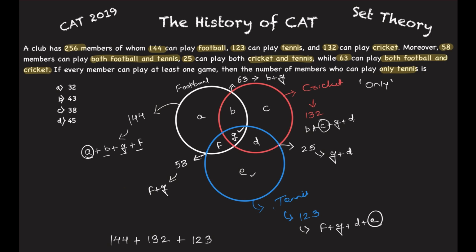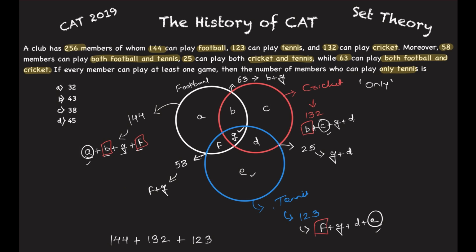So I took only A. This A was distinct here, C is distinct here, and E is distinct here, which is not repeated anywhere. So I had taken A, C, and E. What about B? I had taken B twice. I had taken B here and I had taken B here as well. Similarly, what about F? I had taken F twice, here and here as well.